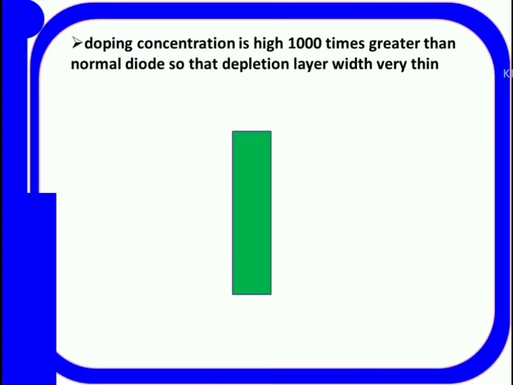Now the question is, if the doping concentration increases, then what happens? If you increase the doping concentration, the majority charge carriers increase. That means in P-type, holes increase, and in N-type, electrons increase. If the majority charge carriers increase, the depletion layer width reduces. Now the question is, why does the depletion layer width reduce if I increase the doping concentration?